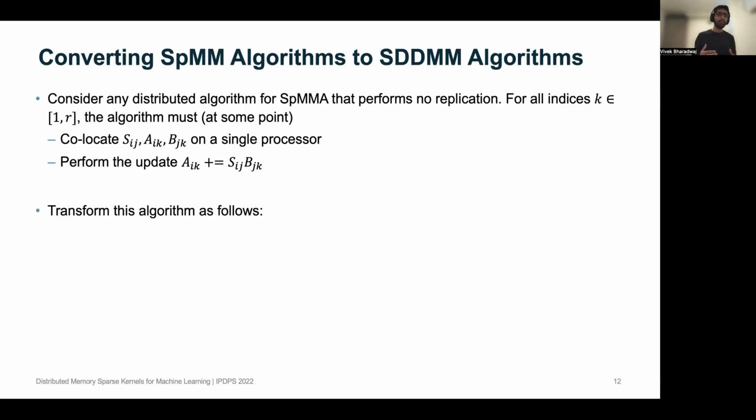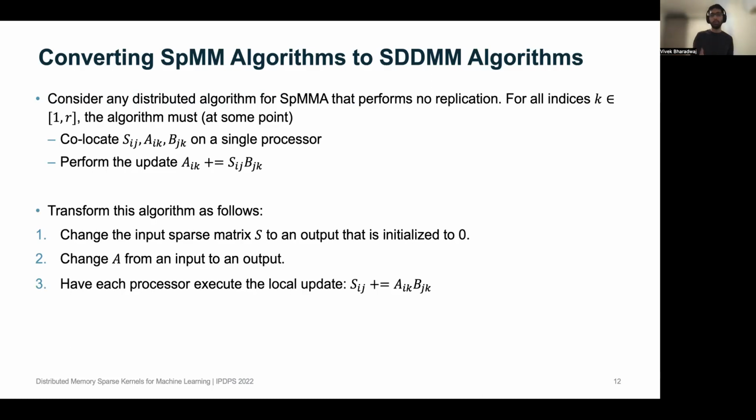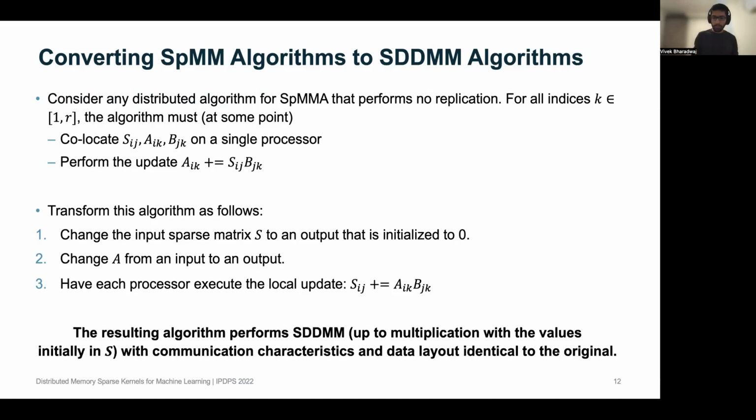Now I'm going to transform this algorithm as follows. I'm going to change the input sparse matrix S to an output that is initially 0. I'm going to change A from an input to an output. And then I'm going to change the local update into Sij plus equals Aik times Bjk. Now, if you stare at this algorithm, you'll see that this transformed procedure performs sampled dense-dense matrix multiplication up to the multiplication with the original values of S, which can be taken care of as a post-processing step with no additional communication. And the communication characteristics of this algorithm are identical to my original SpMM.